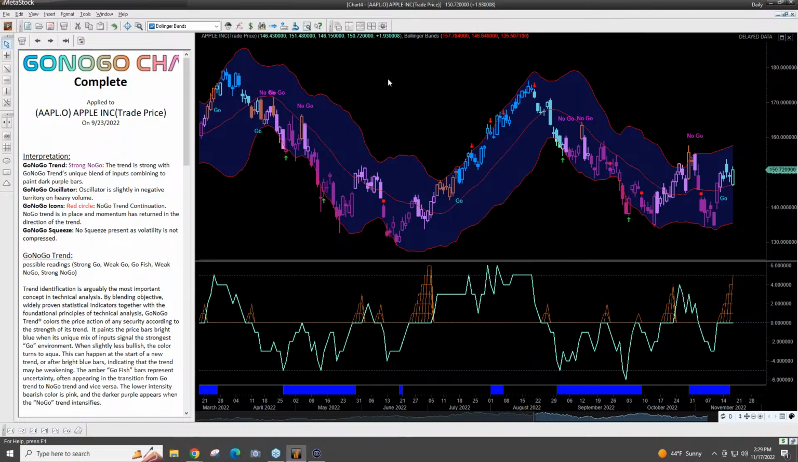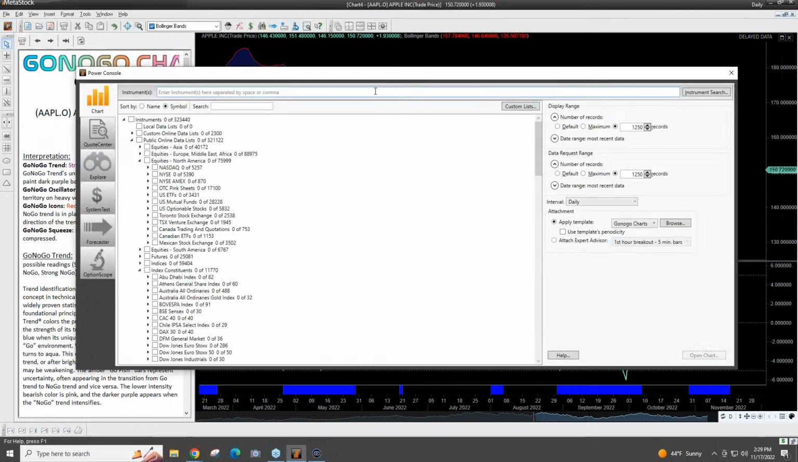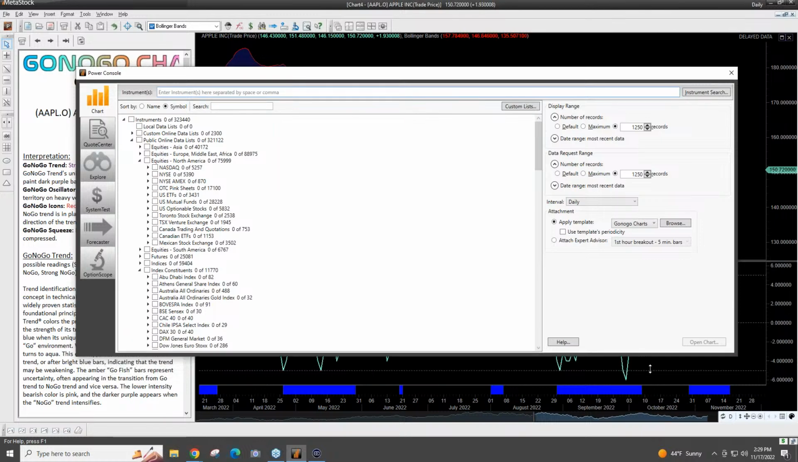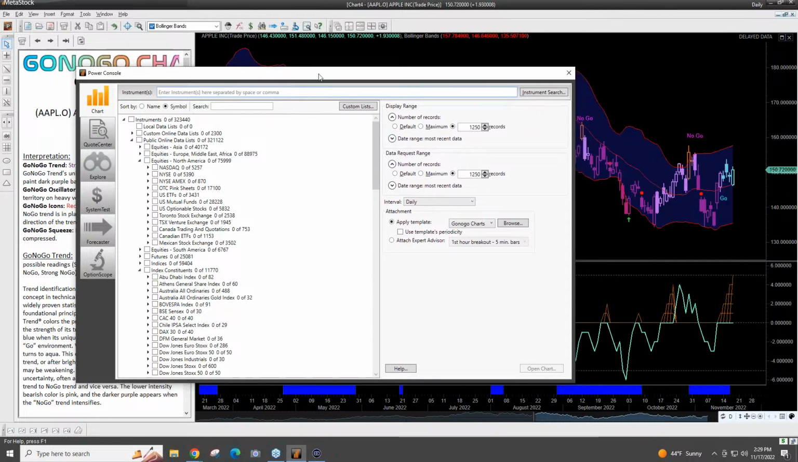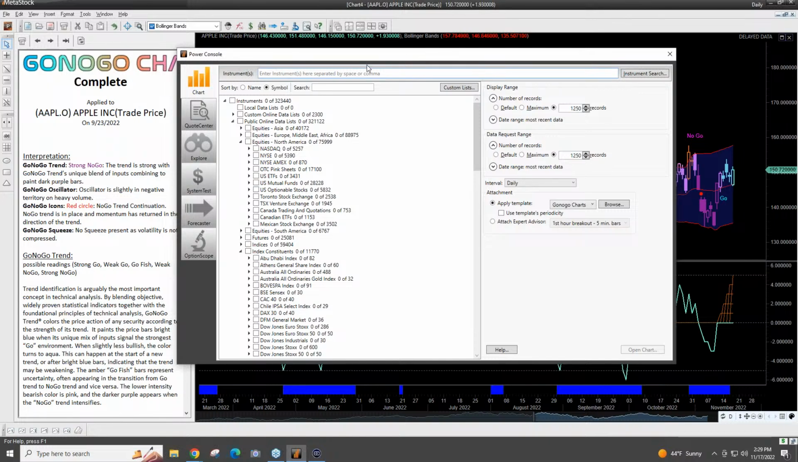So what I want to talk about a little bit now, since we still have some time, is the scanning functionality inside of MetaStock. Now, for those of you that don't have MetaStock, that's okay. This is just a demonstration, kind of showing you how powerful MetaStock is, and the different power tools that we have inside the program.